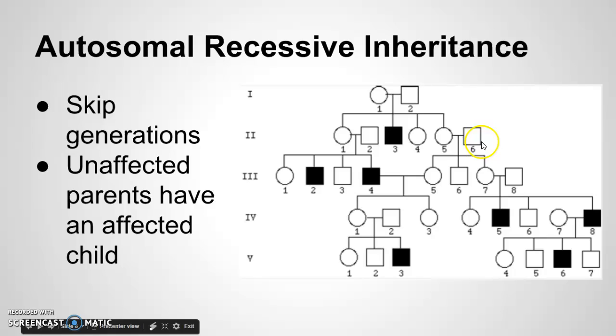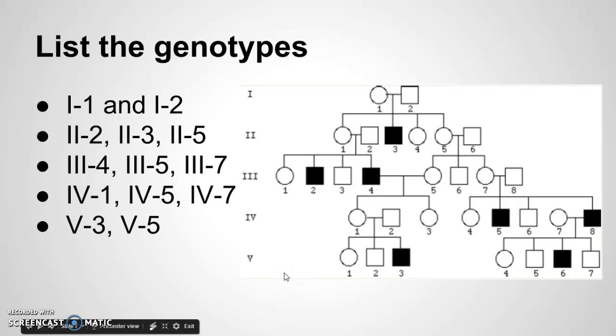And 5 and 6 get married, and they don't have anyone who has the disorder. But 7 here, from Generation 3, gets married and has 2 children with the disorder. So by that means we're skipping the generation, okay? It doesn't necessarily mean no one in each generation will have it. It just means no direct descendants.